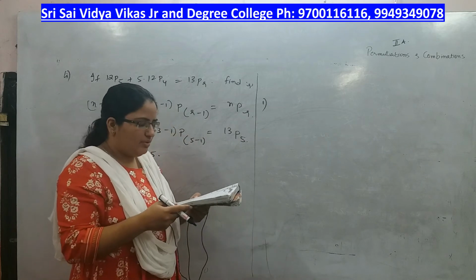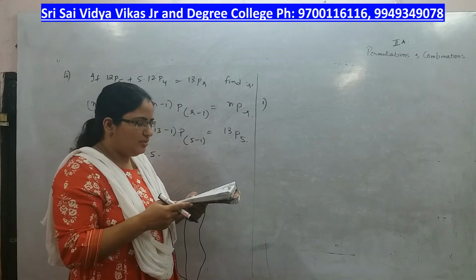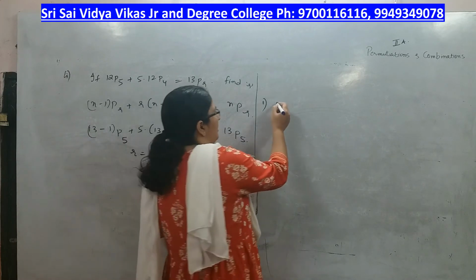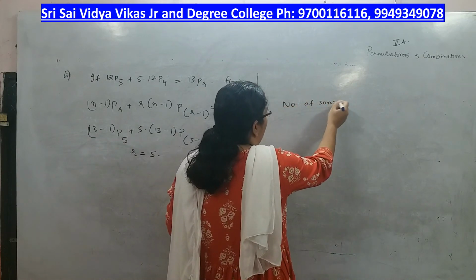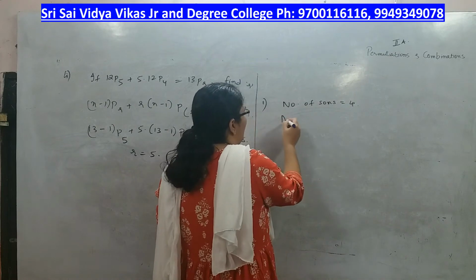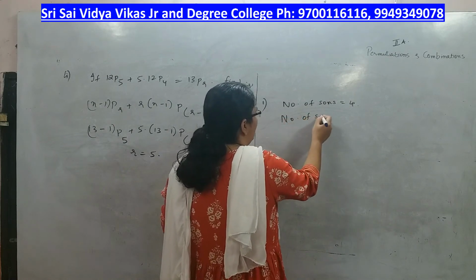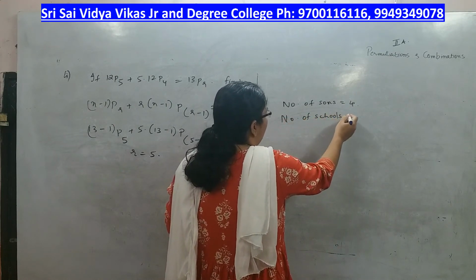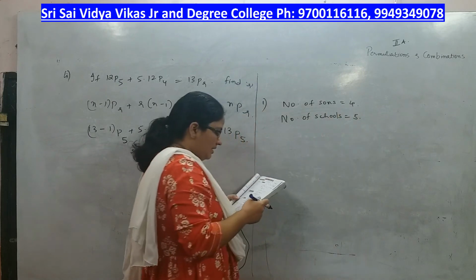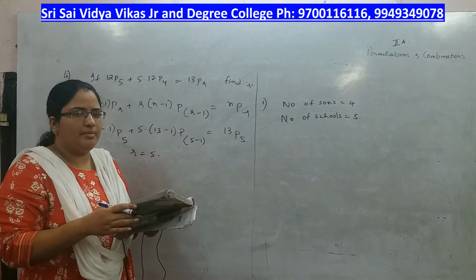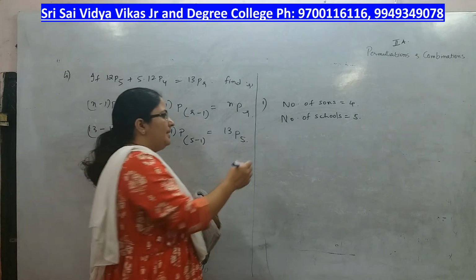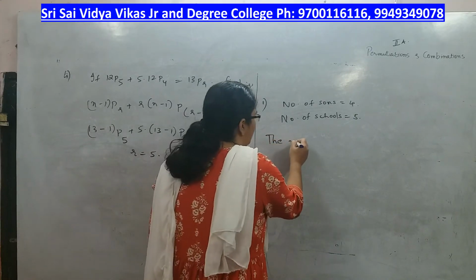A man has 4 sons and there are 5 schools within reach. Number of sons is 4. Number of schools is 5. In how many ways can he admit his sons in school so that no 2 of them will be in the same school?